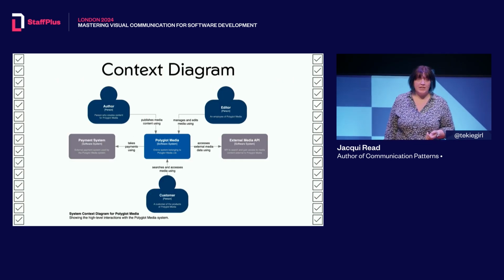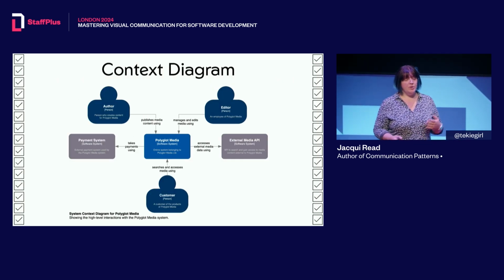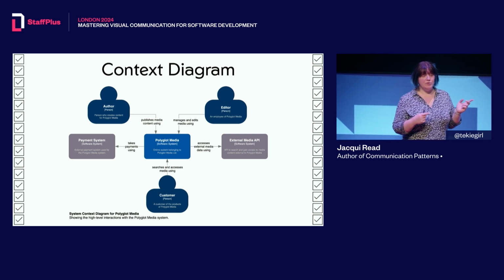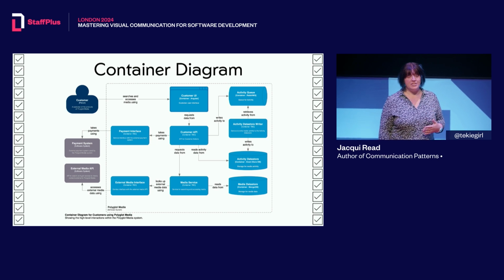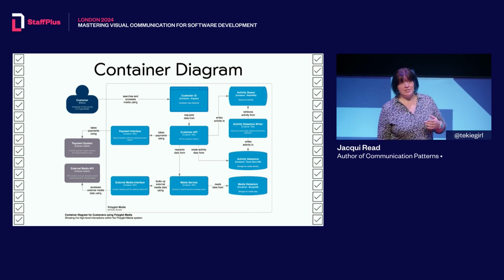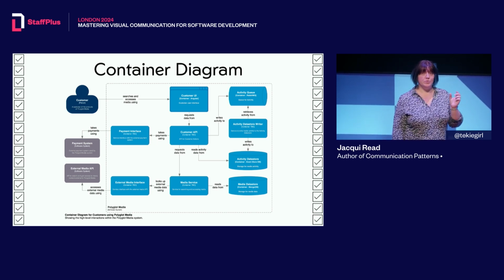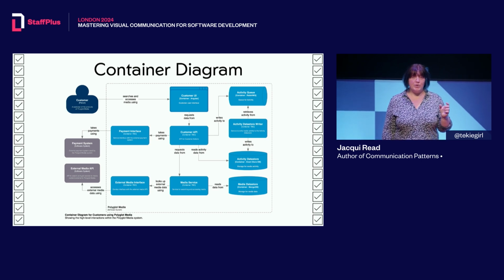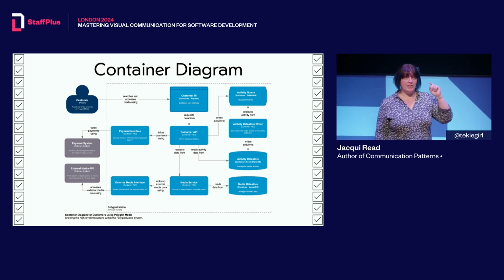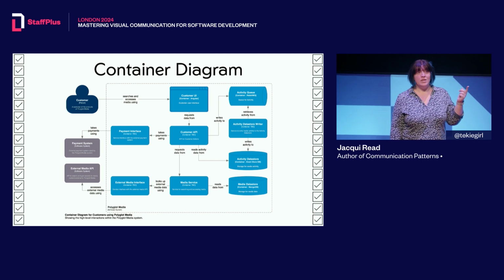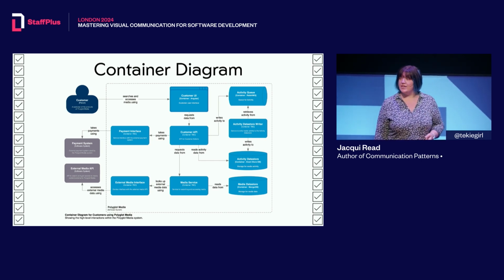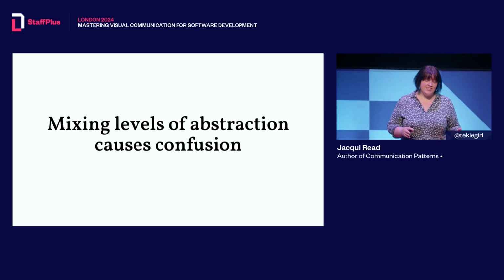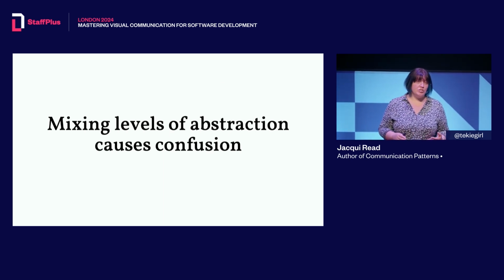And so what we do is we break these out. So we have this context level, which is the one that we saw earlier, and then we have this next level down, which is the container diagram. And so that dark blue box on the previous diagram has now become this dotted line that you can see all around the outside. And so we've broken it down into the different things. And so the big message here is that mixing those levels of abstraction can cause confusion.